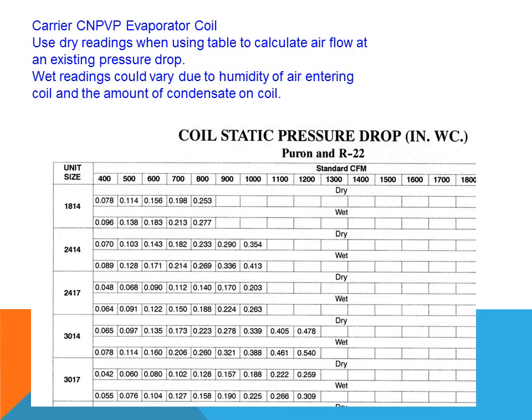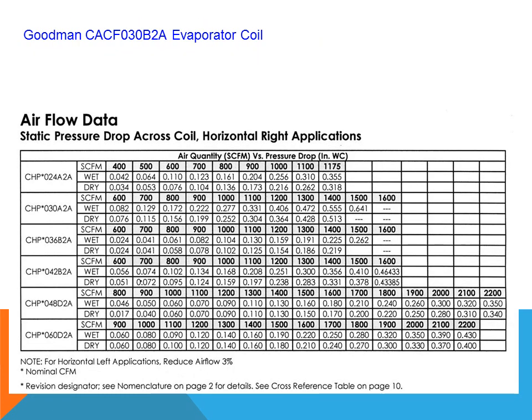And this here is a Carrier chart, and this chart is giving us the information for that evaporator coil, and it gives you the sizes and the amount of CFMs that are going to be required to go through, and it gives you a static pressure. Here, looking again, is the static pressure drop across a coil in a horizontal type of application. This is a different brand. It's a Goodman.